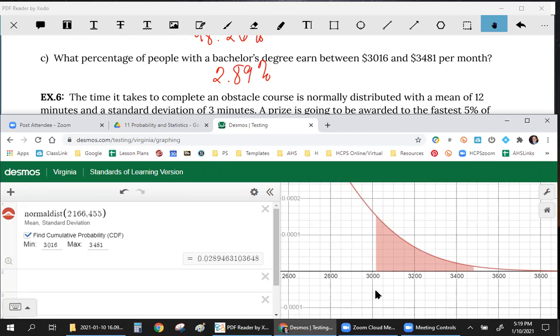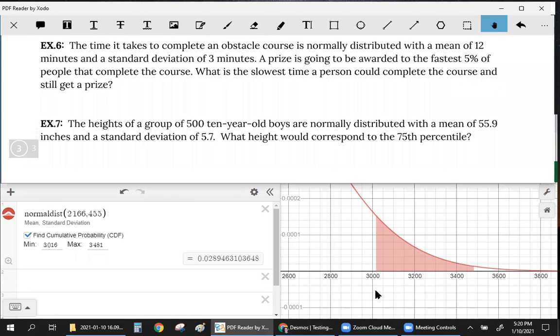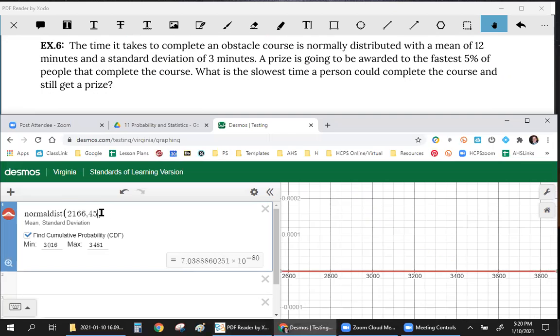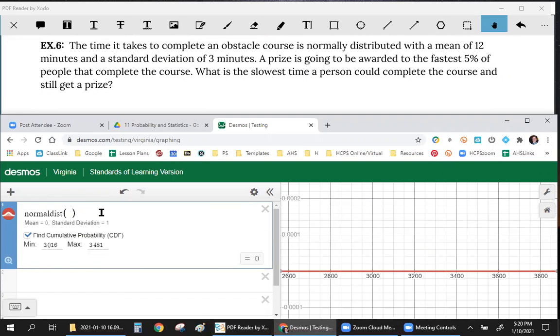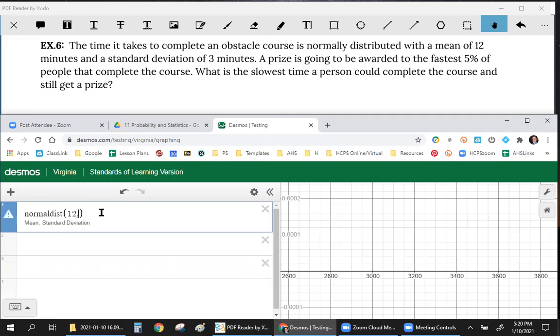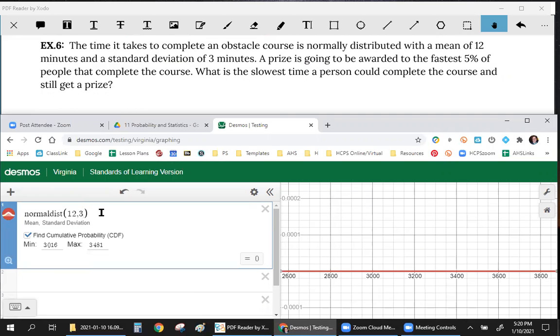Alrighty, next situation. The time it takes to complete an obstacle course is normally distributed with a mean of 12 minutes and a standard deviation of 3. So let's start typing that in. Right off the bat, I have to change my values: mean is 12, comma, standard deviation is 3. Notice I didn't change my values for my minimum or maximum, so it's displaying a 0 because it doesn't make sense with the situation yet. A prize is going to be awarded to the fastest 5% of people that complete the course. What is the slowest time a person could complete the course and still get a prize?